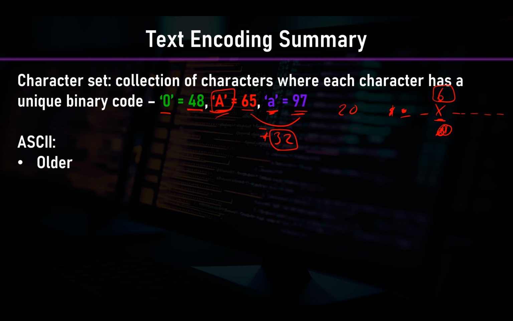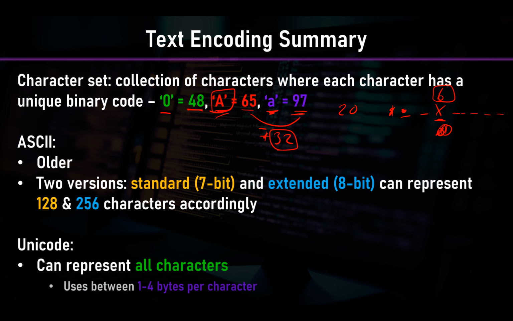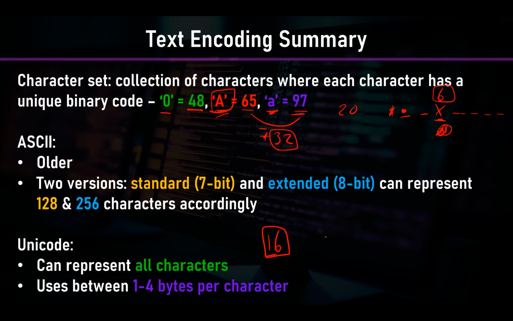Just a quick recap. ASCII is going to be older, with 2 versions: standard 7-bit ASCII and extended 8-bit ASCII, which can represent 128 and 256 characters respectively. Then Unicode can represent all characters, and uses between 1 and 4 bytes per character. If you remember, UTF-16 is fixed length, always using 16 bits. UTF-32, again fixed length, always uses 32. But UTF-8 was the variable length one, which uses between 1 and 4 bytes per character.